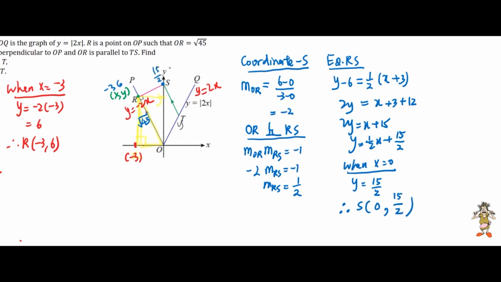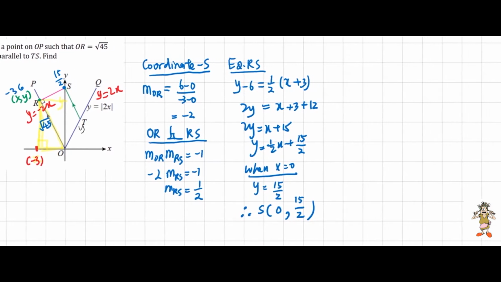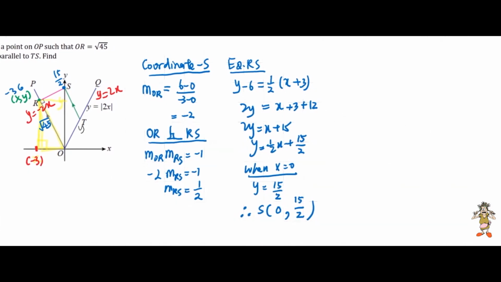Alright, so now let's proceed to coordinate T. For coordinate T, you have to be aware that TS is parallel to OR. So when it's parallel, it means that the gradient will be the same, right? So let's find coordinate T.